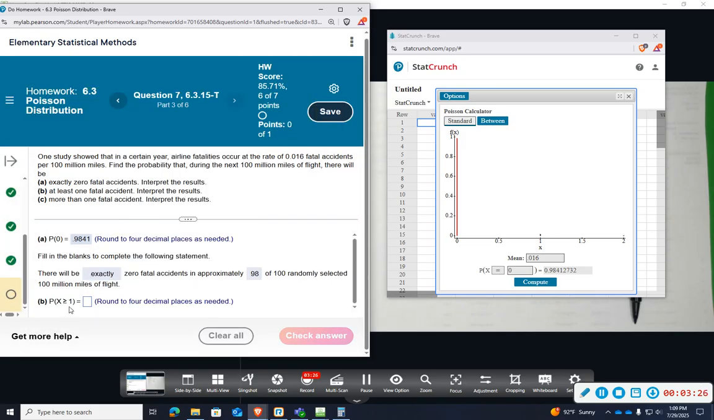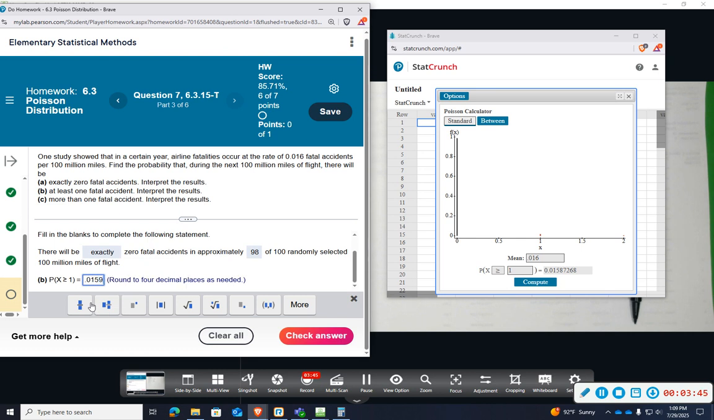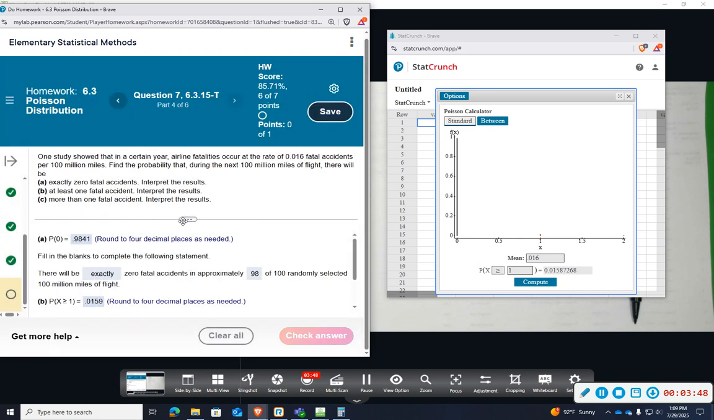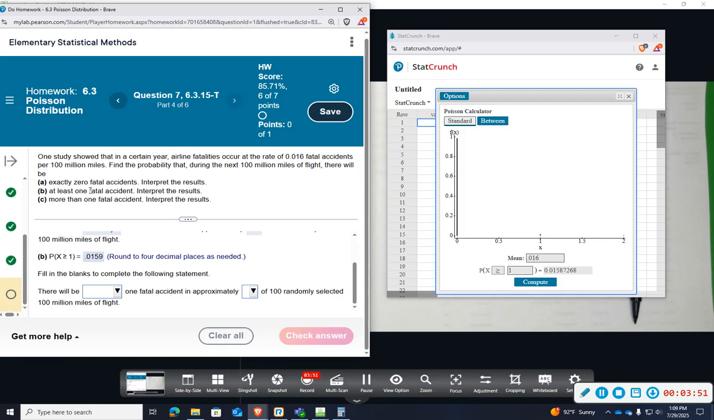This time we want to do greater than or equal to 1. So at least 1 fatality, 0.0159. So this is at least 1, so there will be at least 1 fatality in approximately, so if I multiply this by 100, that's going to give me 1.5, so 2 when we round.